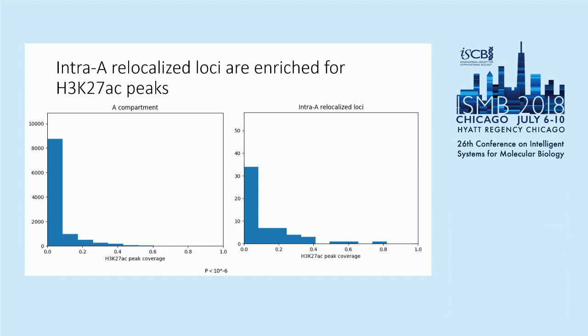I also find that these intra-A compartment relocalized loci are enriched for very broad regions of H3K27 acetylation that some people might refer to as putative enhancers. And this is even compared to the A compartment itself, which tends to be enriched for active marks such as this overall.